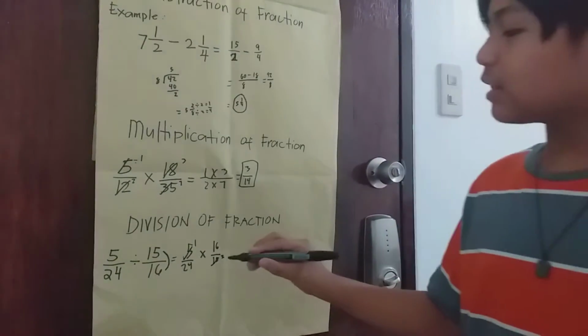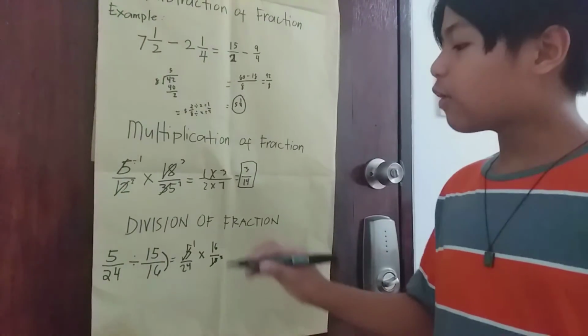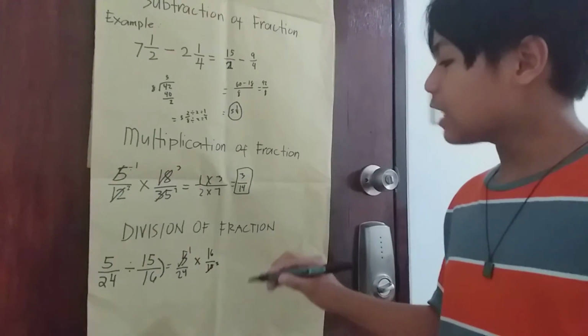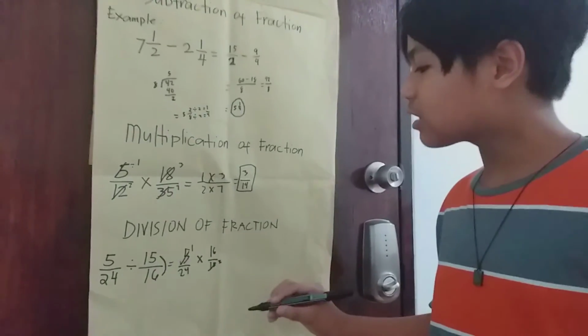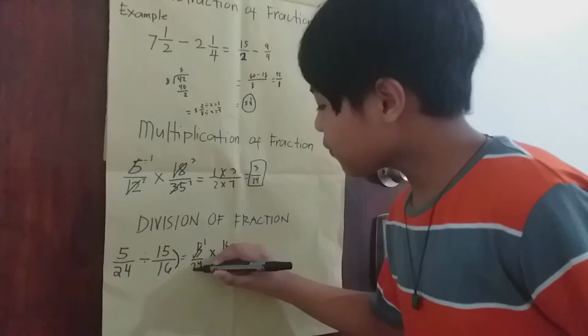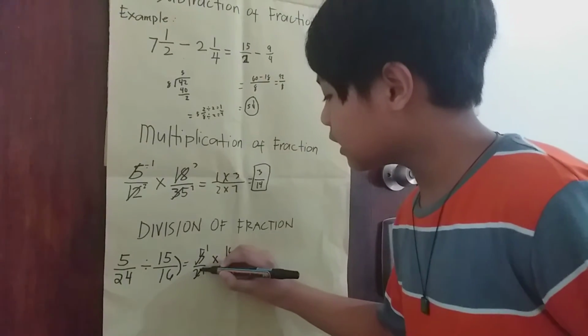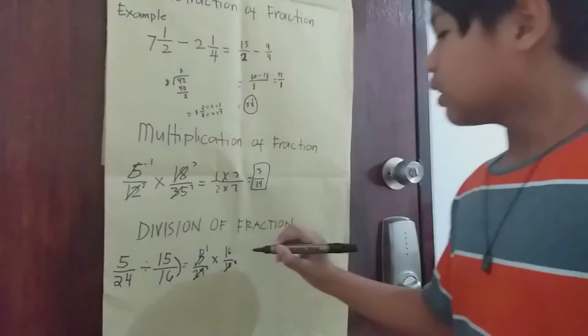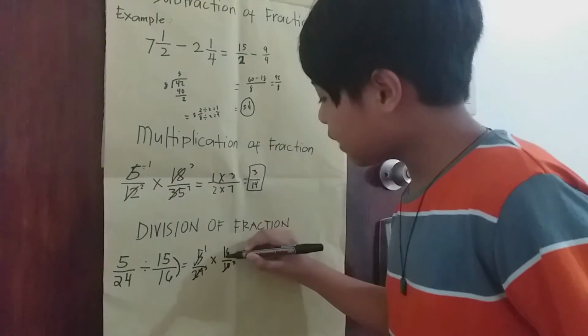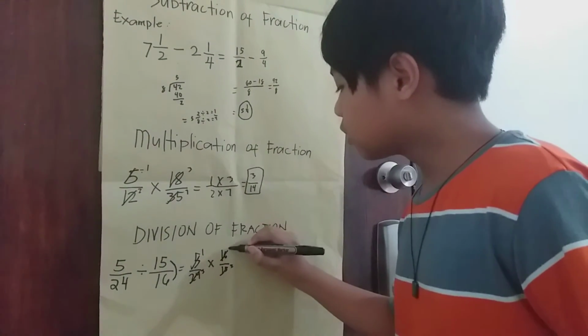Next, we will find the greatest common factor of 24 and 16. And the greatest common factor is 8. So we will do 24 divided by 8 is 3. 16 divided by 8 is 2.